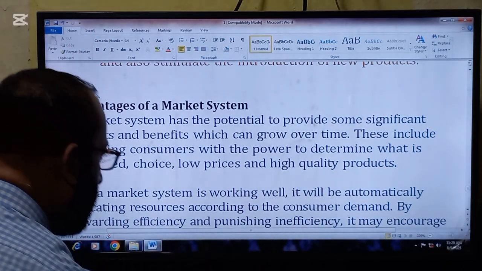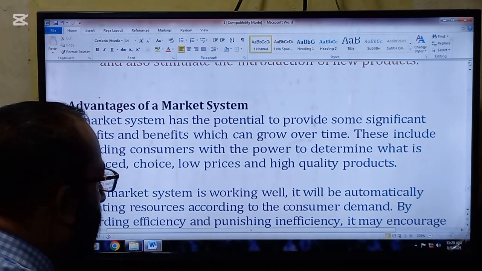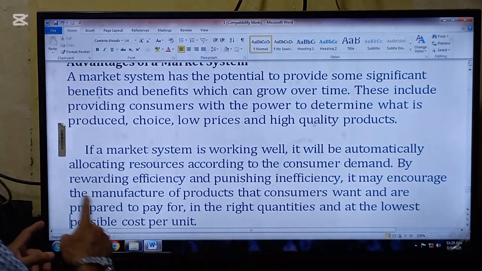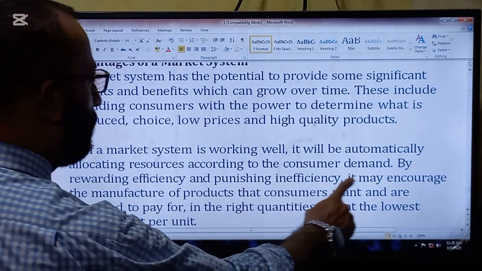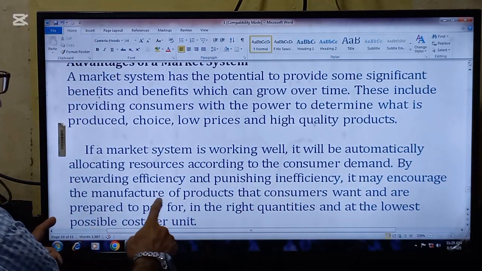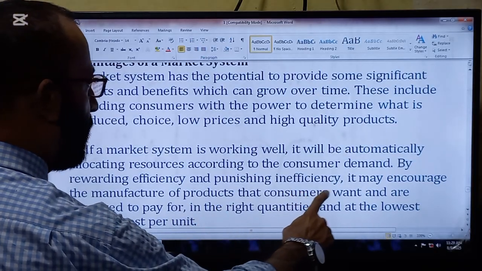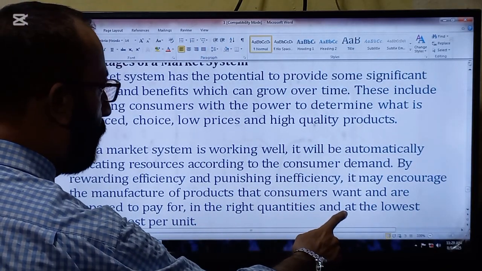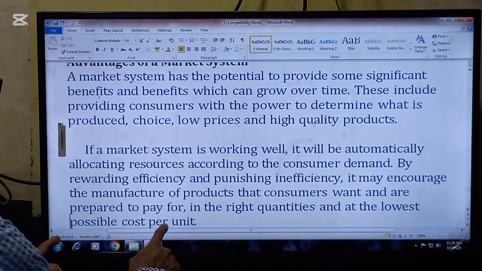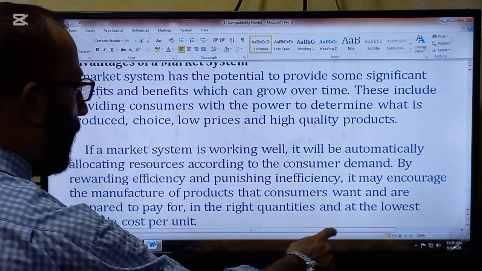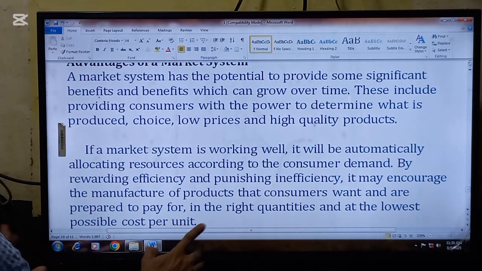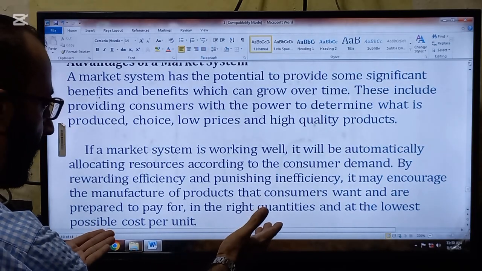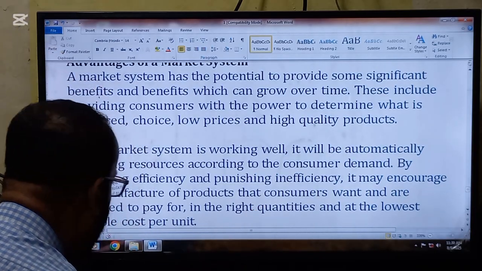If a market system is working well, it will be automatically allocating resources according to the consumer's demand. By rewarding efficiency and punishing inefficiency, it may encourage the manufacture of the products that consumers want and are prepared to pay for, in the right quantities and at the lowest possible cost per unit. So this is the second advantage of the market system.